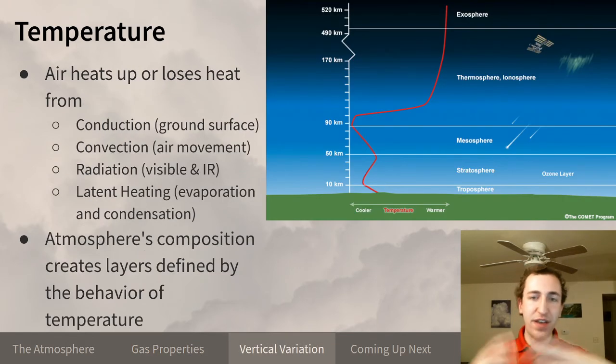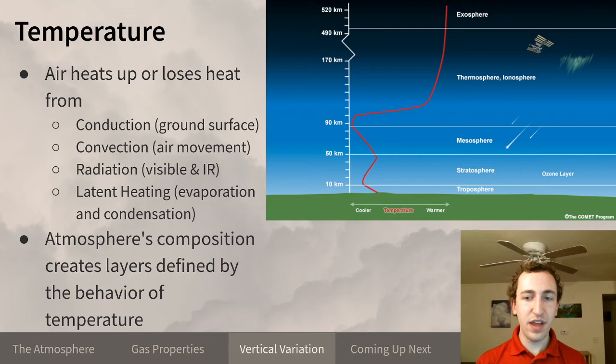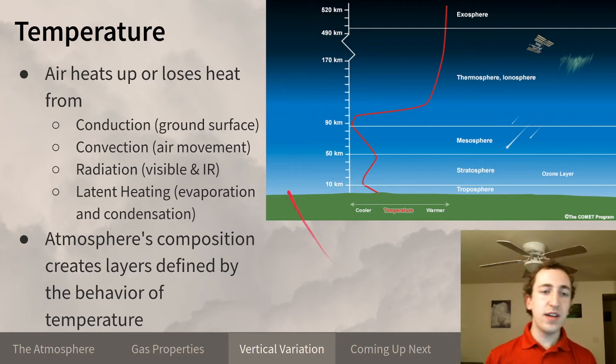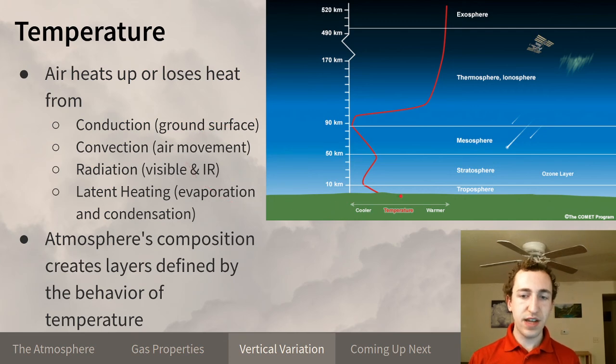If we consider how it varies in the atmosphere in the vertical, this is where we go back to this vertical structure picture of the atmosphere. Now, air heats up or loses heat, is how we describe changes in temperature, through 4 typical processes. Conduction: the ground surface tends to warm up from the sun heating it, and so direct contact, conduction, will tend to warm the air that's closest to the surface.